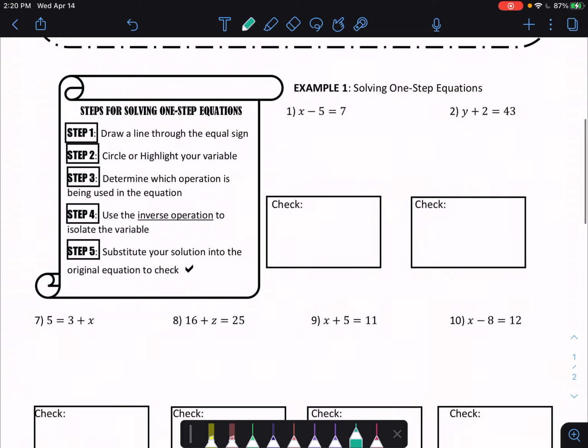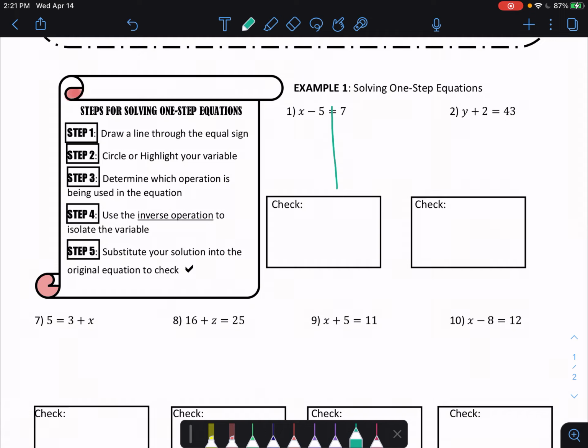So as I move down here, I've got this lovely scroll here that walks through some steps for how to solve. So it says steps for solving one-step equations. The first thing you are going to do, and this is never going to go away for your entire life of solving equations, is draw a line through the equal sign. So I'm going to use example number 1 to walk through these steps. So I'm going to draw a line through the equal sign.